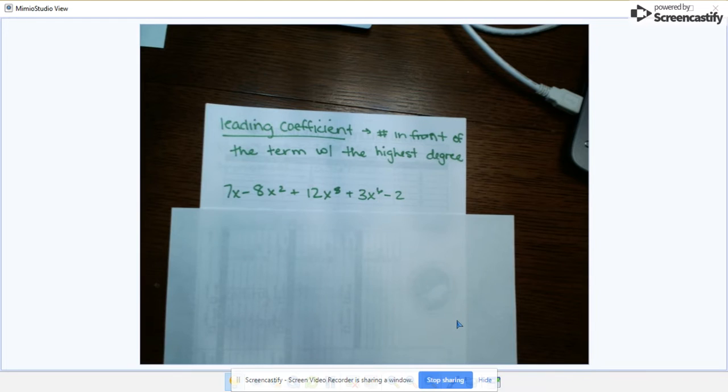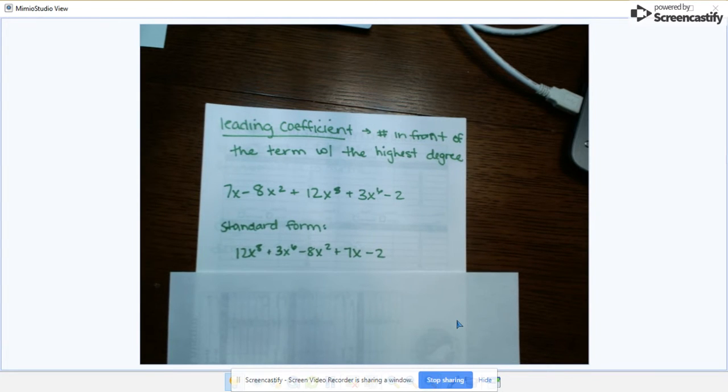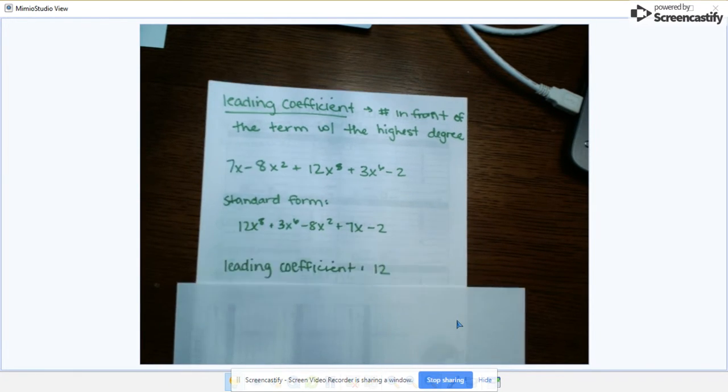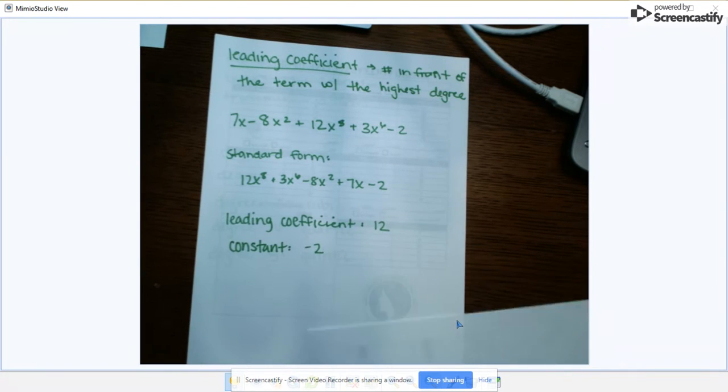So here's an example. Again, we need to combine any like terms that we could and write it in standard form. So there's no like term, so we just have to rewrite it. Our 12x to the 8th goes in front, and then 3x to the 6th minus 8x squared plus 7x minus 2. Leading coefficient then, highest term or highest degree, the number in front. So our leading coefficient would be 12. And sometimes you'll be asked to tell us a constant as well, and constant just means number. So our constant in this case is -2.